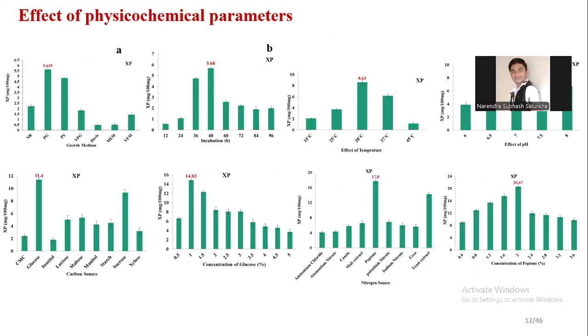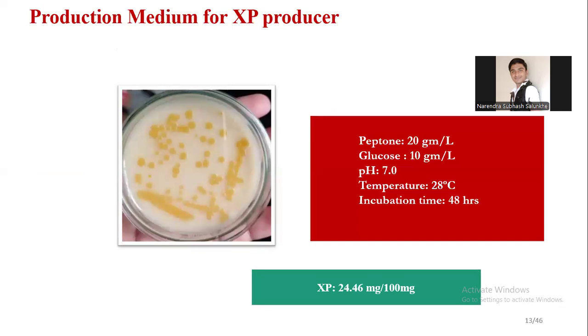After the characterization of the xanthomonadin pigment, we proceeded to the application, starting with optimization of the xanthomonadin production medium by using physicochemical parameters like growth medium, incubation time, temperature, pH, carbon source, nitrogen source, and their concentrations. The designed production medium, peptone 20 grams per liter, glucose 10 grams per liter, pH 7, temperature 28 degrees Celsius, and incubation time 48 hours, was optimized, and 24.46 milligrams of xanthomonadin pigment was produced.